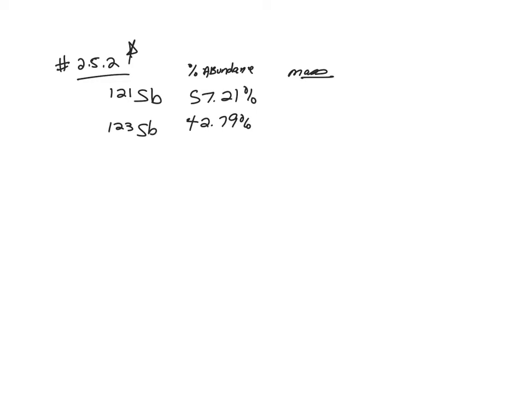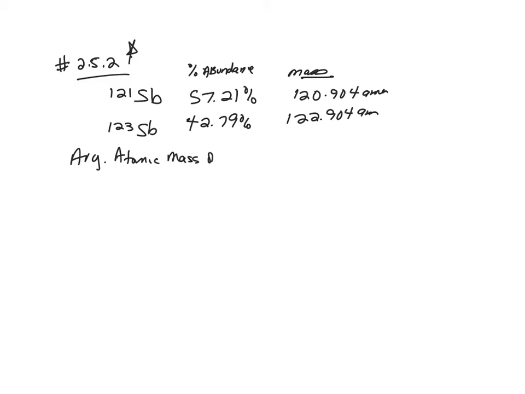And this is your mass. And they actually give you the full atomic mass unit, 120.904 AMU and 122.904 AMU. What is the average atomic mass?